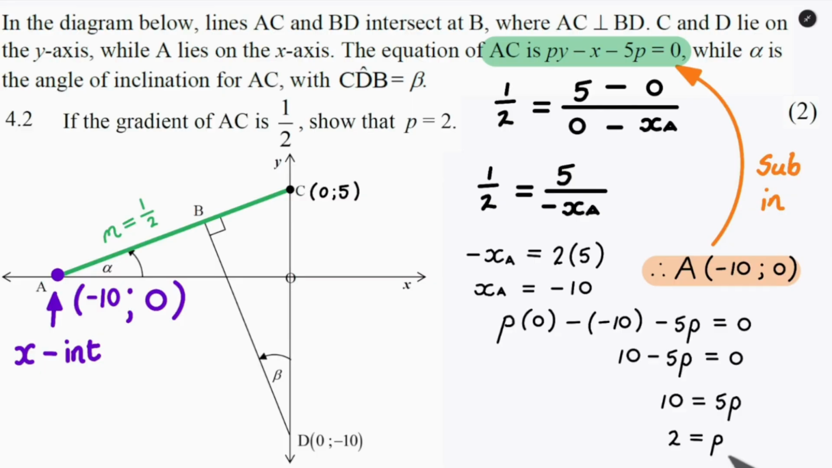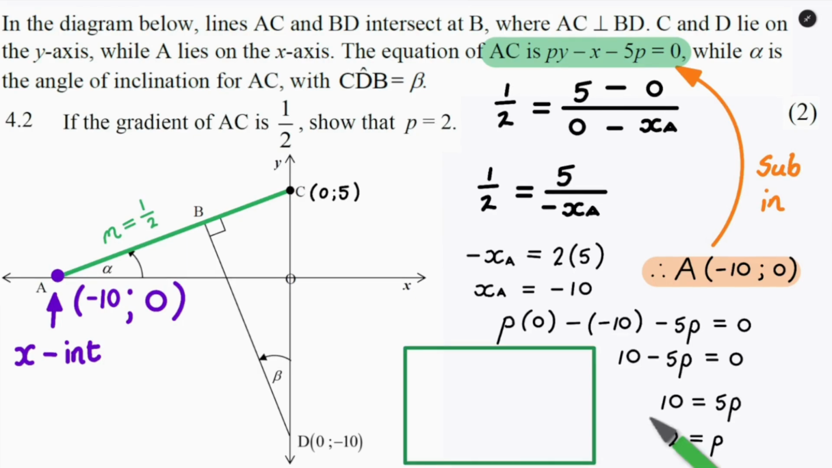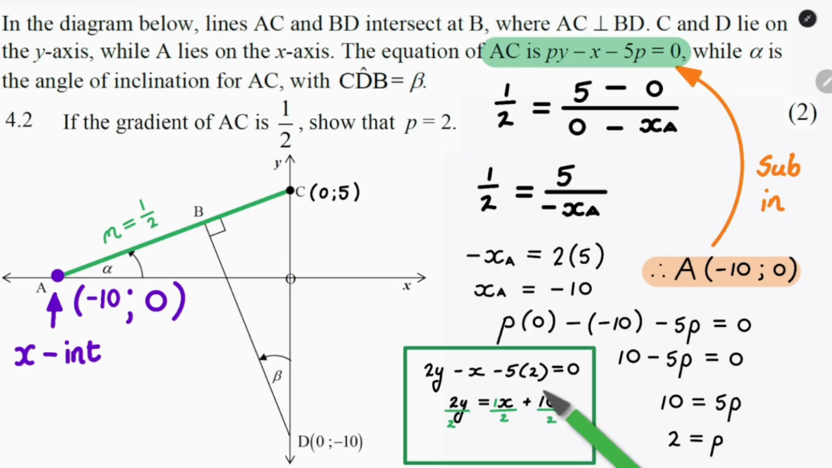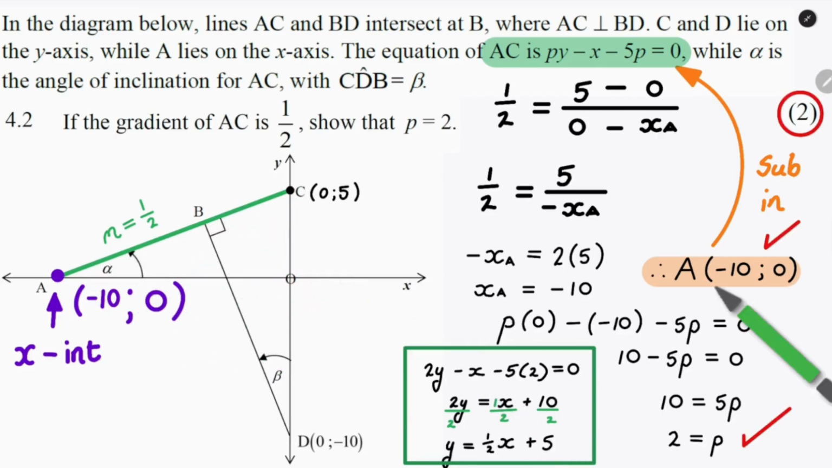So now, they didn't quite ask you to get p. What they're more so asking you is to complete the equation of AC. So what I like to do is replace this P with my answer like this. And then I reorganize it. So 5 times 2 is 10. And then I move that minus 10 over. And I move that minus x over. Divide everything by 2 so that the standard form of my line appears. And I can read off the gradient of my line, as well as the y-intercept of my line. Okay, and the memo means I only award 2 marks, one for A, one for P.